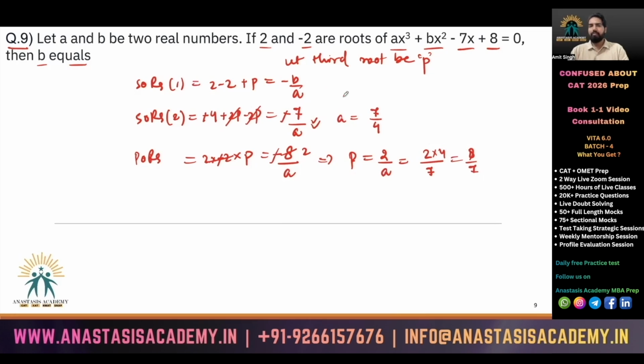Now I can find the value of b from here. p is 8/7, and it is equal to -b/a, and a is 7/4. So I get the value of b as -2, because 4 cancels 8 two times. So I'm getting the value of b as -2.